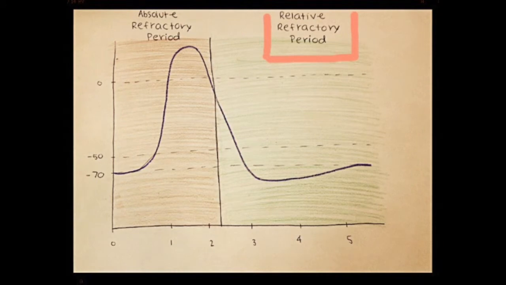The second phase of the refractory period is the relative refractory period. In this phase, the sodium channels are closing while the membrane potential changes. In this stage, only a very large stimulus can initiate an action potential.